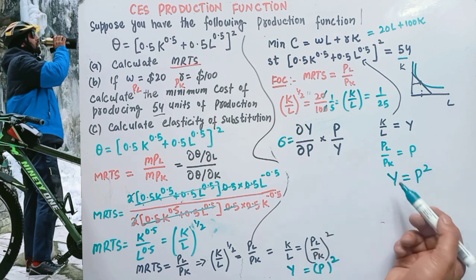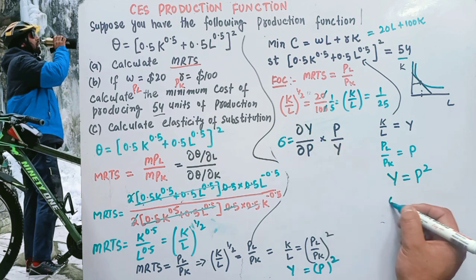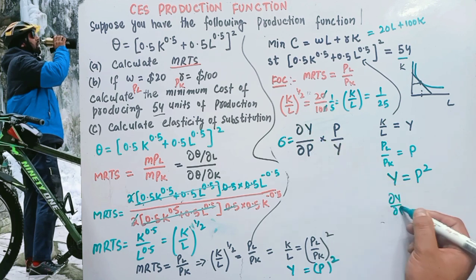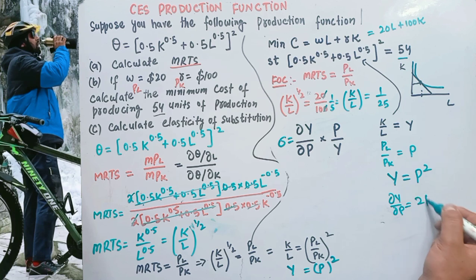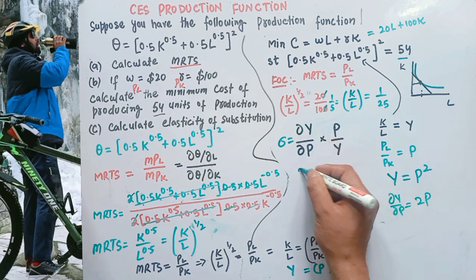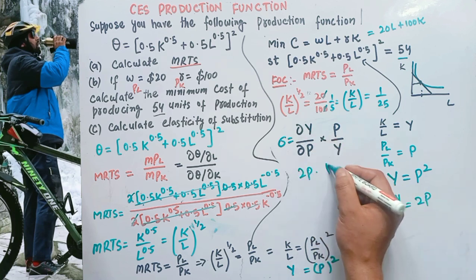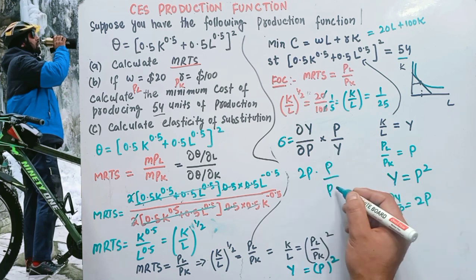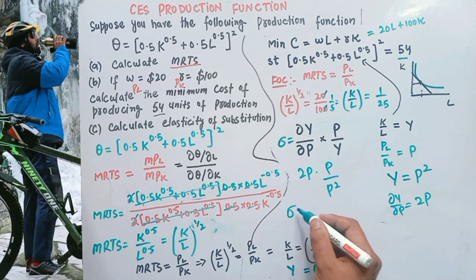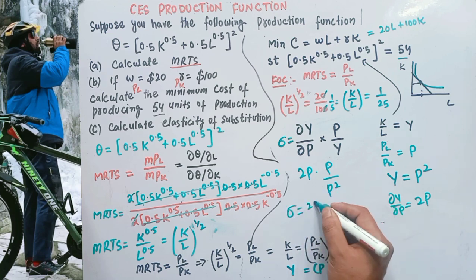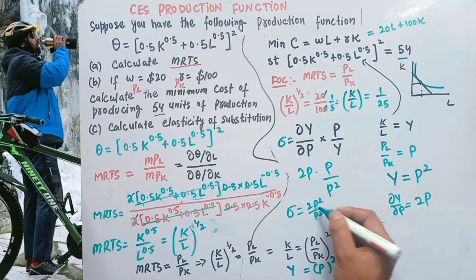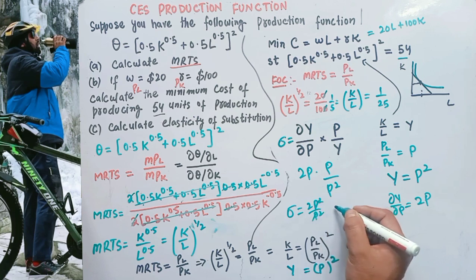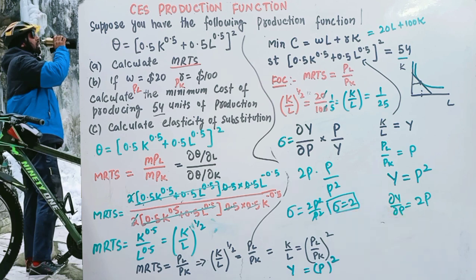Elasticity of substitution will be equal to dY upon dP. So dY upon dP will be equal to twice P here. Okay, so in place of this I can write twice P times P upon Y, which is P square, which gives us twice P square divided by P square, and the square cancels. So elasticity of substitution came out to be 2. Okay, so we got elasticity of substitution equal to 2.